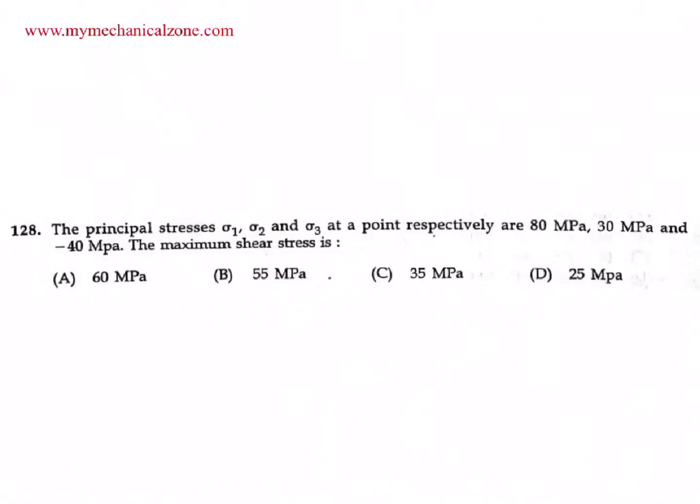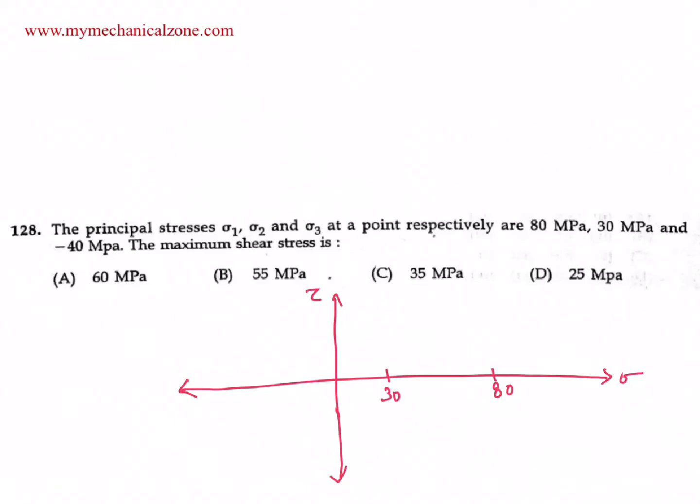The principal stresses sigma 1, sigma 2 and sigma 3 at a point respectively. So here given, maximum shear stress we have to calculate. So radius of Mohr circle, we will do Mohr circle. Maximum is 80, sigma 1, then sigma 2 is 30 and sigma 3 is minus 40. So you have to draw the circle.